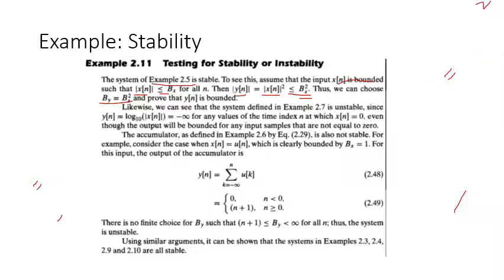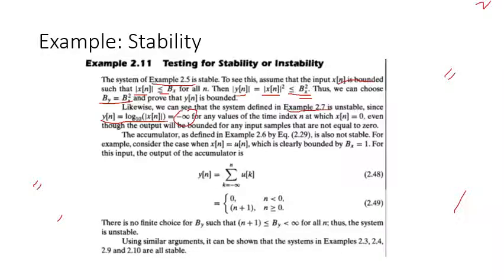Now, the other example is about the unstable system, which is given in example 2.7. This is the system y of n is equal to log 10 of x of n. What is the system doing here? The system is basically calculating the log of the input. So how can we prove that the system is unstable? We can prove that the system is unstable because it is not bounded.